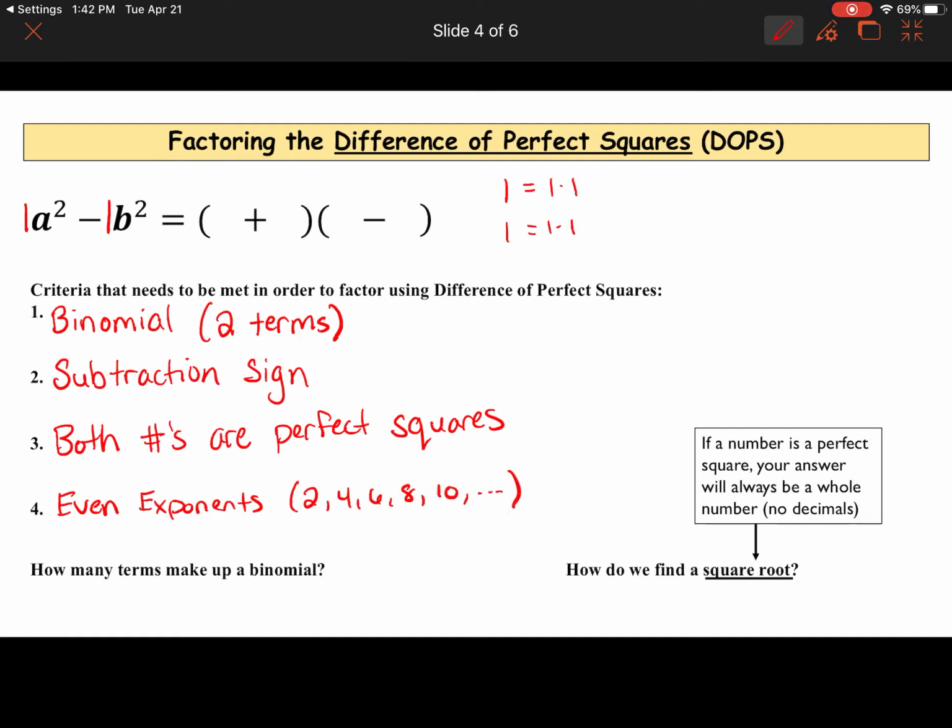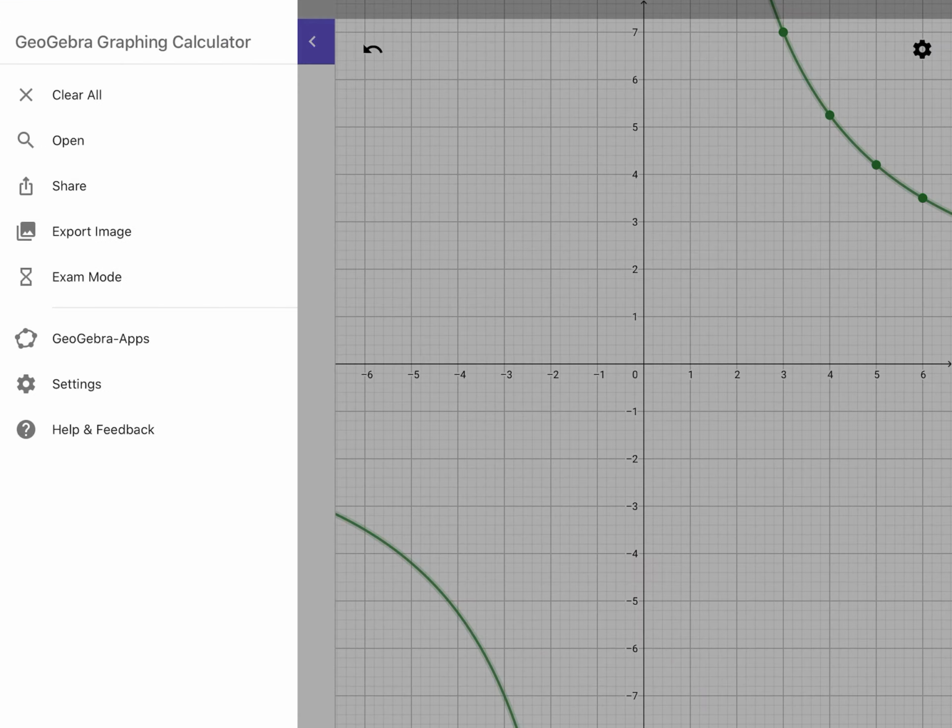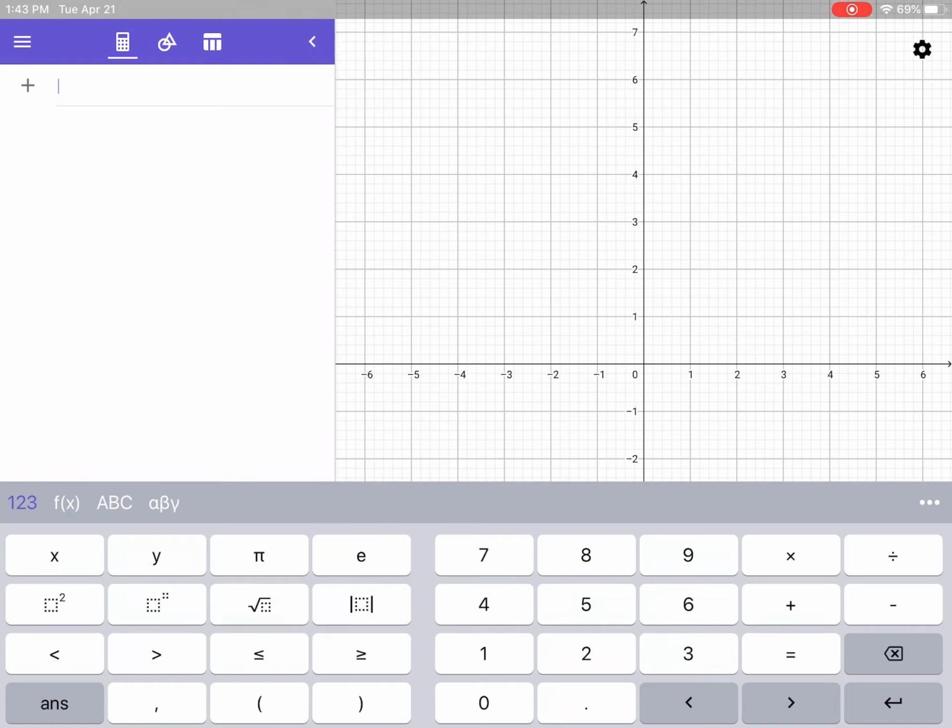Okay, so how many terms make up a binomial? 2 terms, like we talked about before. And how do we find a square root? Okay, well, if you want to know if a number is a perfect square, let's say we want to ask ourselves, is 9 a perfect square? You're going to go to GeoGebra and you're going to use the square root button and type the number. If it is a perfect square, your answer will be a whole number. 3 is a whole number, so 9 is a perfect square. Think about it. 3 times 3 is 9. That makes sense. Okay, let's try another one.